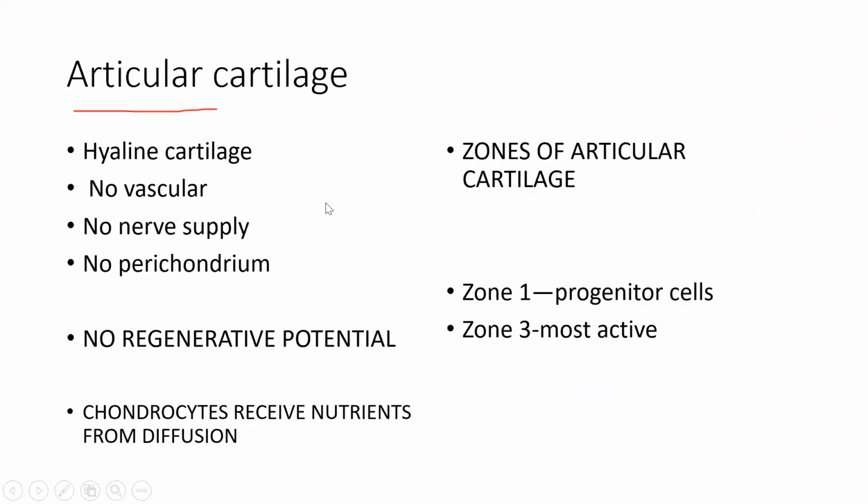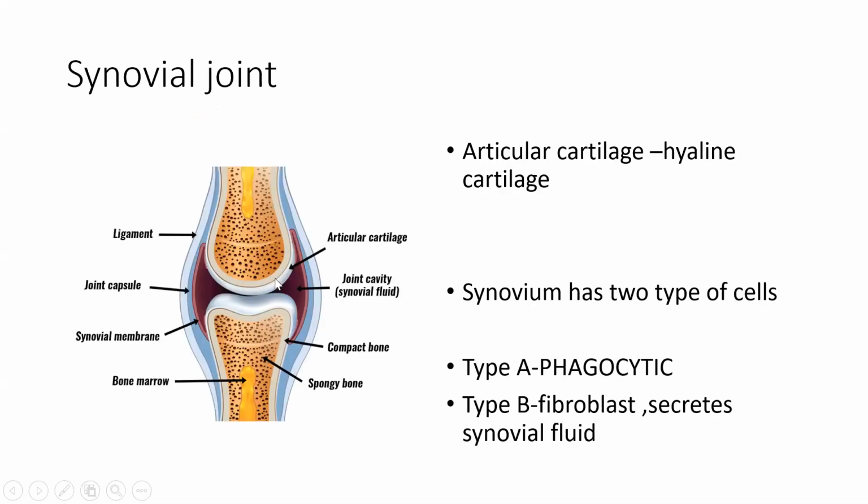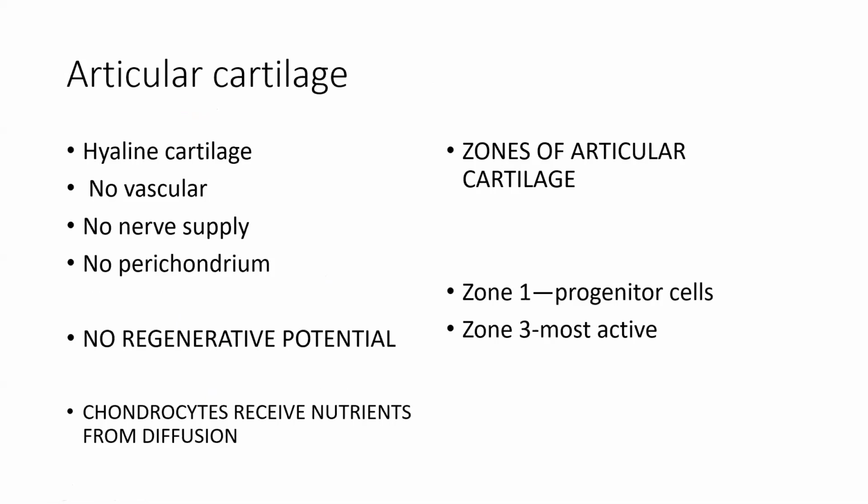Now we'll learn about articular cartilage. What do you mean by articular cartilage? Synovial joints, like the knee joint, have articular cartilage. Every bone has a covering of cartilage. This bone has a covering of cartilage over it. This is articular cartilage, which articulates with the other bone. So articular cartilage means the cartilage which articulates with the other bone or other ligament.